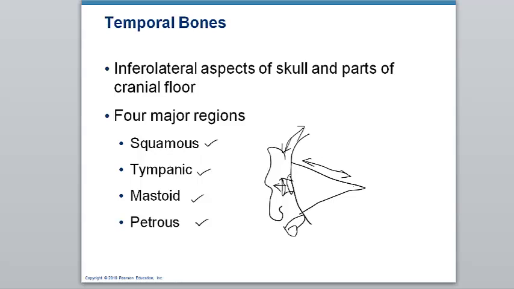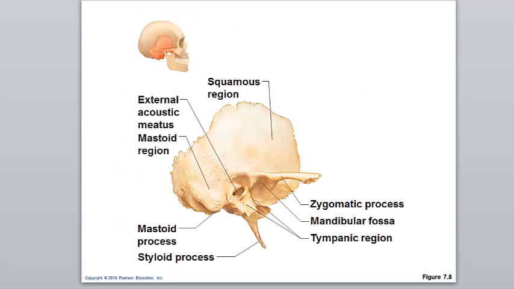Let's look at it in a detailed view. Okay, so here's the squamous region. This whole area is your squamous region, right? Here's the mastoid region. This whole area is the mastoid region. This is the external acoustic meatus, that's where your eardrum is going to be located. So this area is going to be your tympanic region, right?